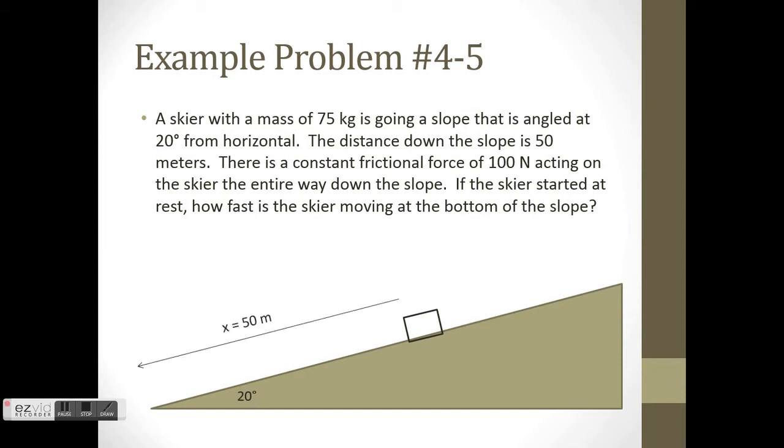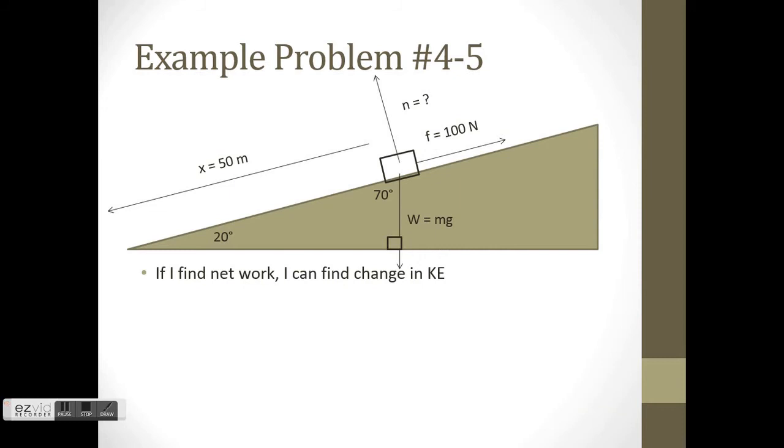So we can start off the same way. I've got a displacement of 50 meters. I've got weight, friction, and normal force as the 3 forces acting on the skier. So there's my free body diagram for the skier. I know that weight, again, is acting at a 70-degree angle from the direction of travel. It looks like frictional force is 180 degrees, the opposite direction of the direction of travel, and normal force is still perpendicular. So again, if I find net work, I can find change in kinetic energy.